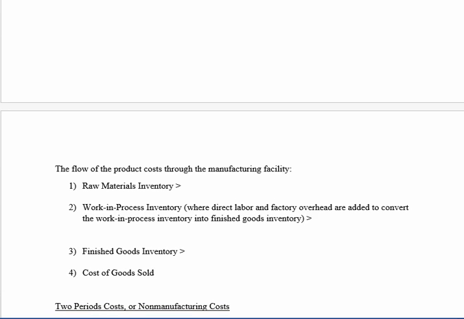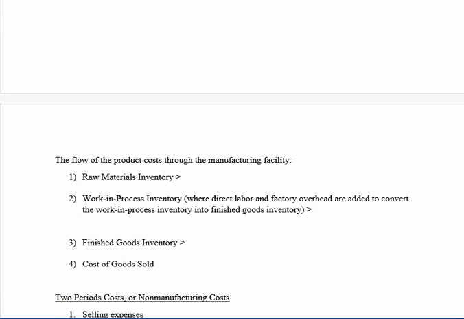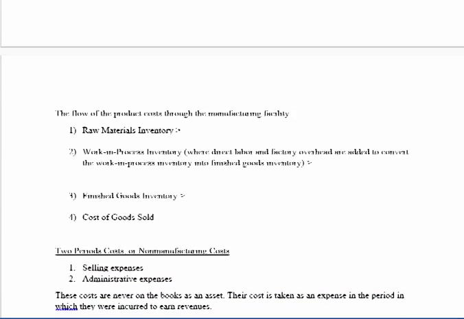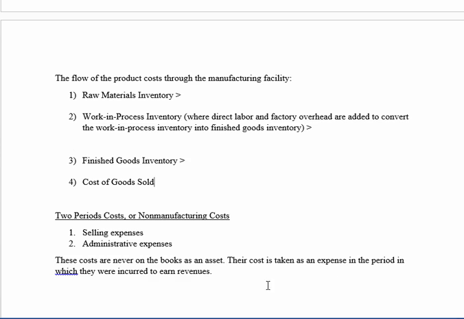All right, now we have two period costs or non-manufacturing costs. Those are selling expenses and administrative expenses. You're familiar with those. We've seen them before.